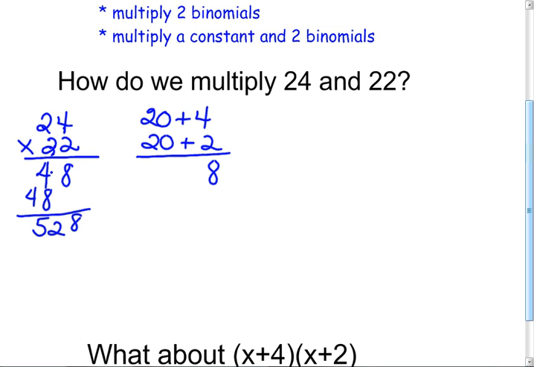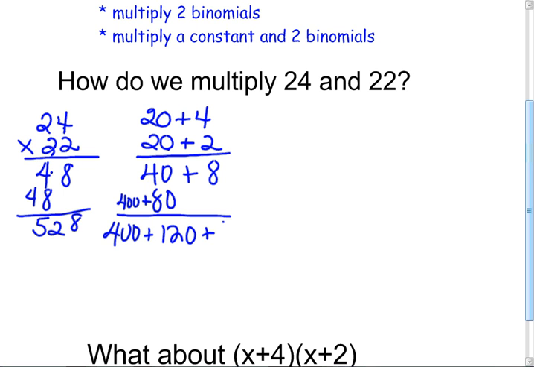And then I go 2 times, not 2, it's 20. So that's really 40. And then I go 20 times 4. So that's not a 2, it's 20 really. So that's 80. And then I go 20 times 20. Anybody know what that is? 400. So when I add it up, I get 400 plus 120 plus 8. And guess what that adds up to? Well, we're going to have to do that when we do binomials.